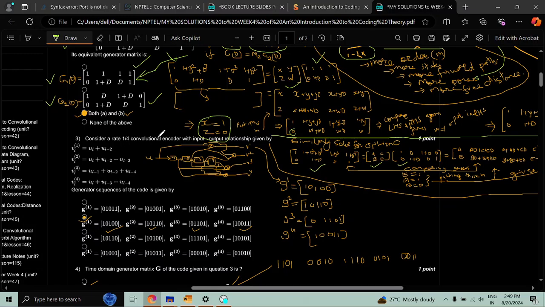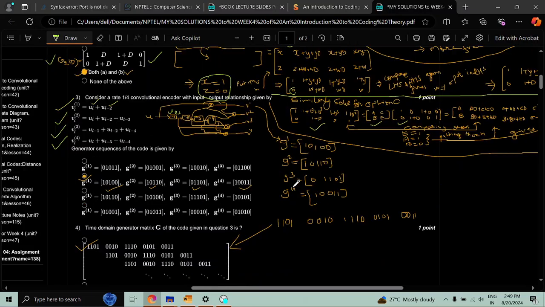Consider a rate 1/4 convolution encoder with input-output relationship given by this. It is a basic question in which you have been given the behavior of outputs when inputs, delayed inputs or direct inputs are applied. You just draw the circuit and you will find these outputs linked to the inputs and delayed inputs u(l-1), u(l-2), and so on. From here you can write these generator sequences.